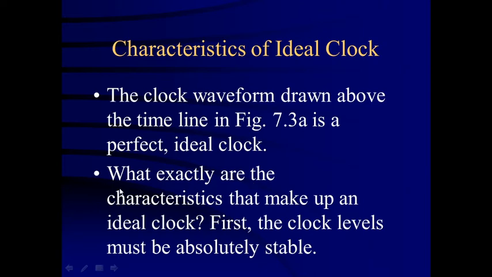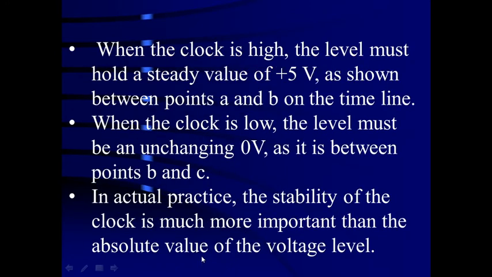What exactly are the characteristics that make up an ideal clock? First, the clock level must be absolutely stable. When the clock is high, the level must hold a steady value of plus 5 volt, as shown between points A and B on the timeline. When the clock is low, the level must be unchanging 0 volt, as it is between points B and C. In actual practice, the stability of the clock is much more important than the absolute value of the voltage level.